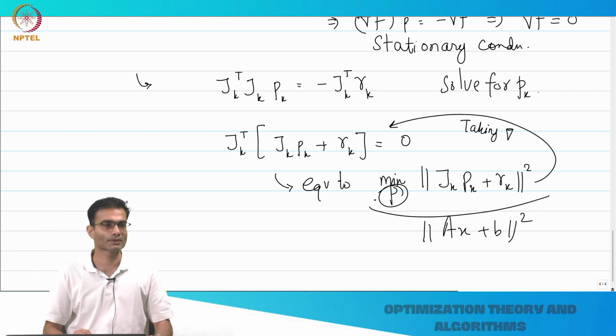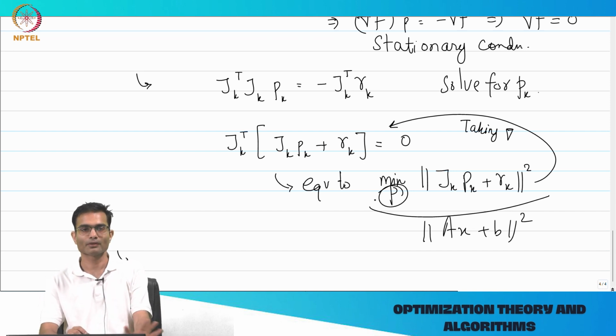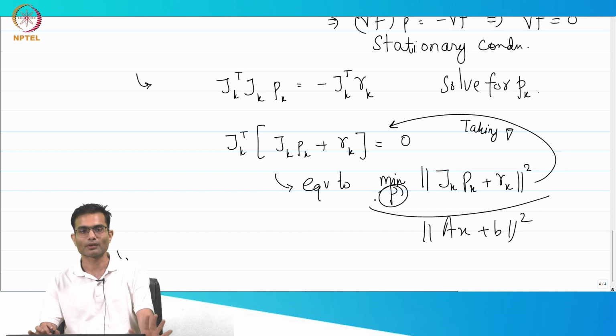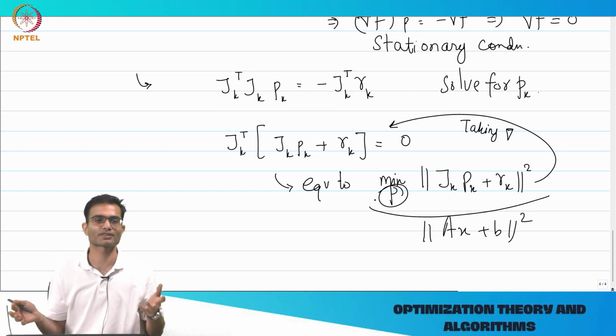Any questions on this? Quite straightforward, right? There's almost nothing new here. It's just based on a slight modification of Newton's method, or rather taking Newton's method and pouring it into the least squares formulation.